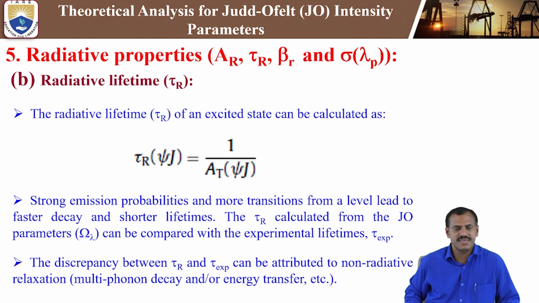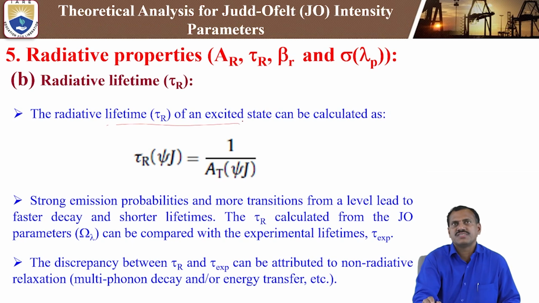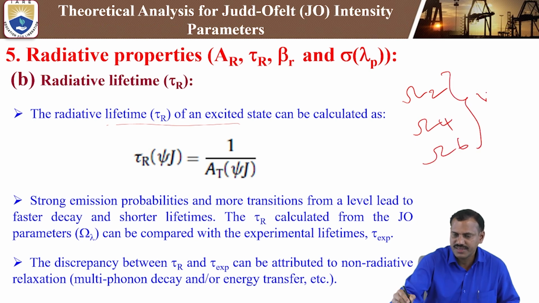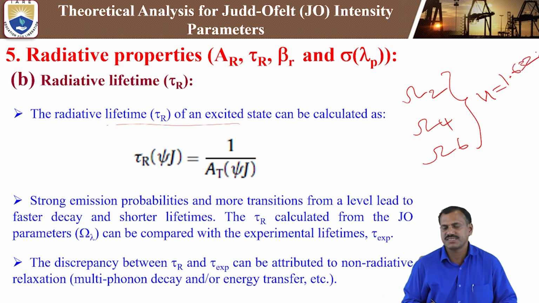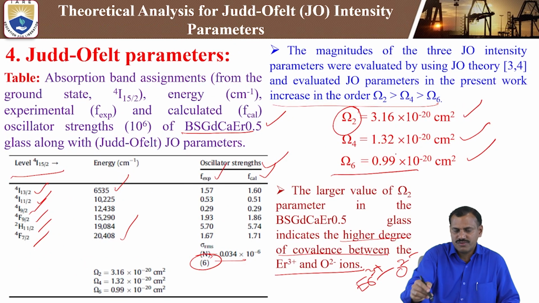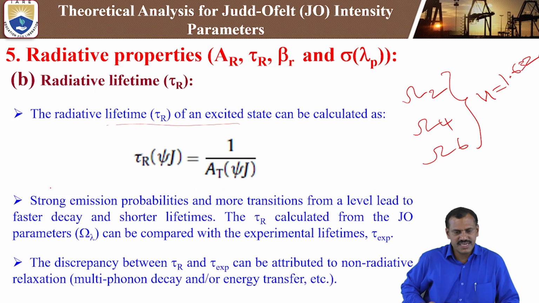Now we are going to calculate the radiative lifetime. By JO theory, using the Judd Ofelt intensity parameters omega 2, omega 4 and omega 6 along with the N value, which in this case is 1.62, we substitute the refractive index value 1.62. By using these two, we get the radiative transition probability. From the transition probability, we calculate the radiative lifetime.